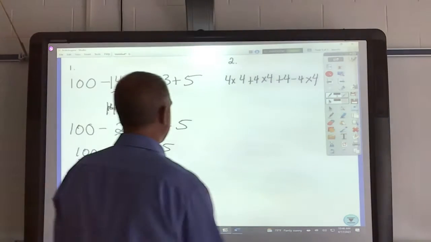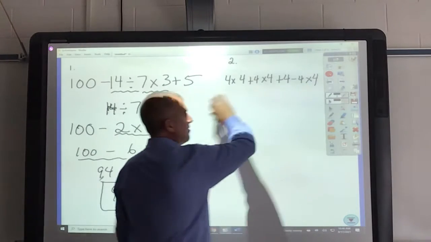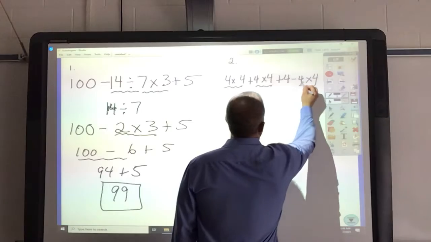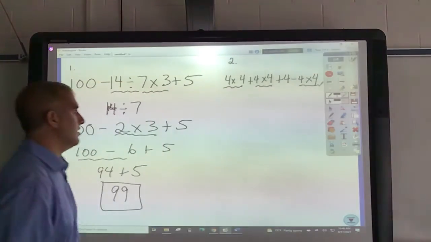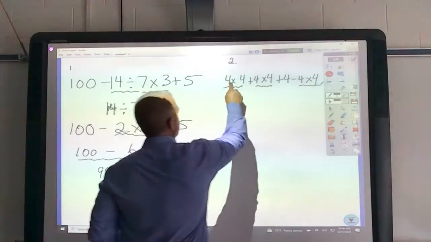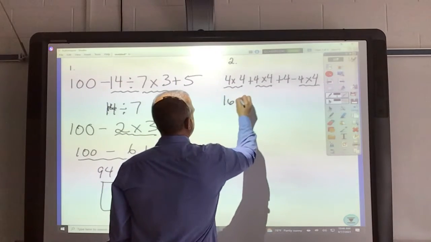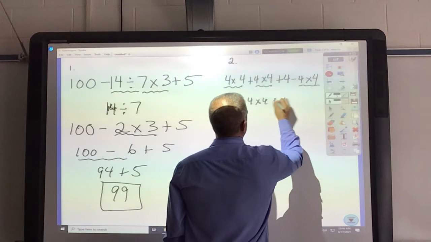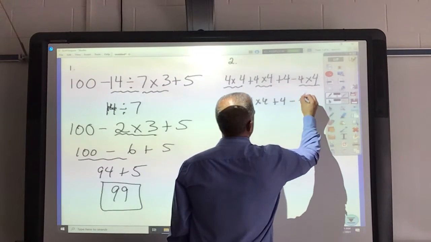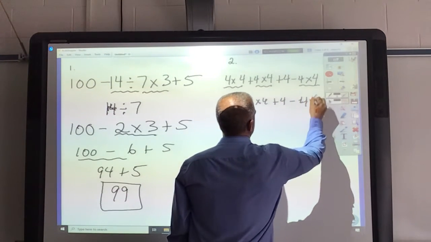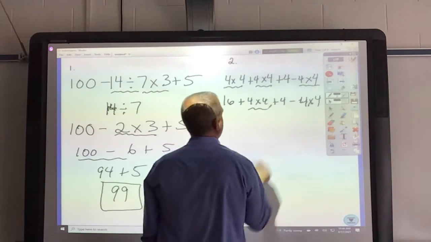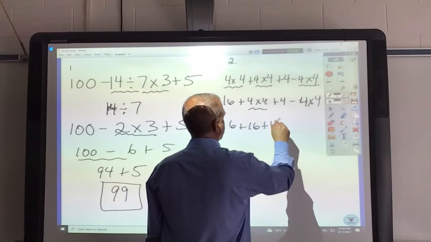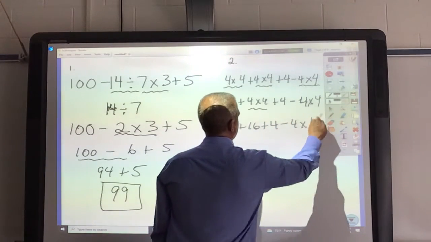Look, I don't have any parentheses. I don't have any exponents. I've got multiplication, multiplication, multiplication. So I'm going to do this first multiplication first. 4 times 4 would be 16. So I've got 16 plus 4 times 4 plus 4 minus 4 times 4. I still have multiplication. That's going to be another 16. So I've got 16 plus 16 minus 4 times 4.